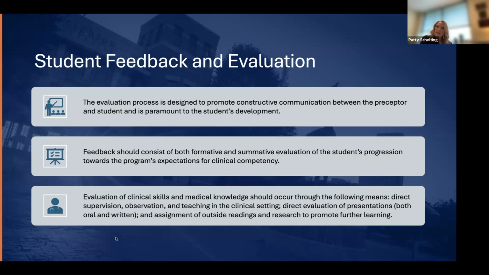I think it's very important that our students understand the important aspect of self-learning. Providing them with assignments in regards to researching a subject and then coming back and discussing that with you in the next few days, I think is very important.